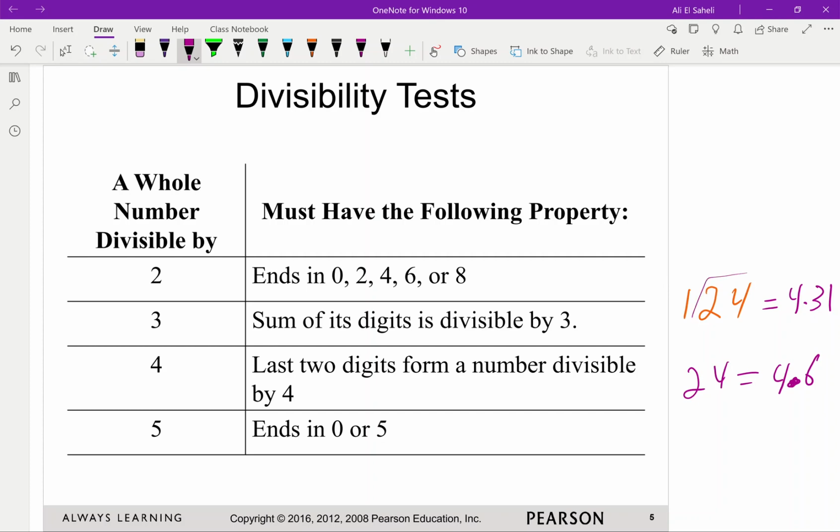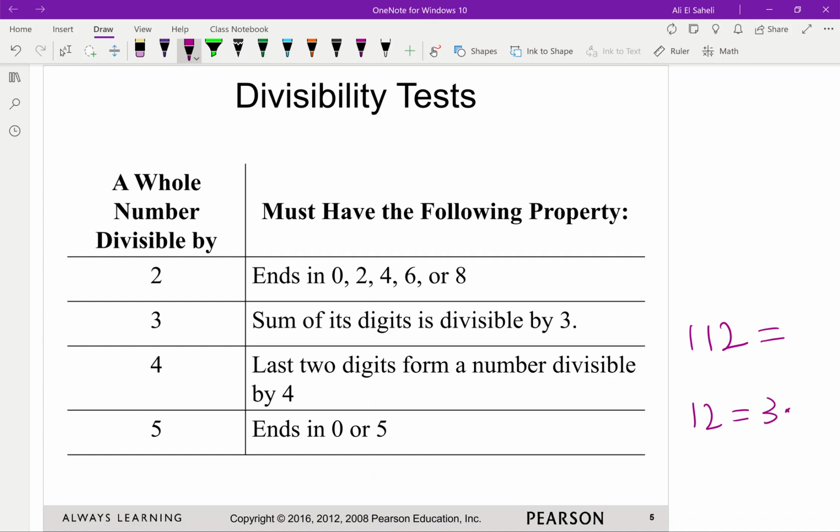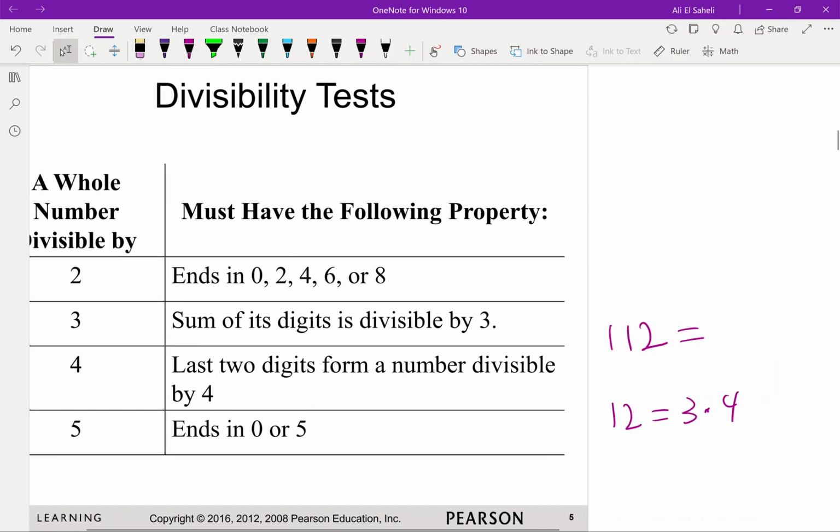So you don't add like in the previous case. The number itself, 24, should be divisible by 4. For instance, 112. 12 is divisible by 4 because 12 equals 3 times 4. So 112 is divisible by 4. 112 can be written as 4 times 28.